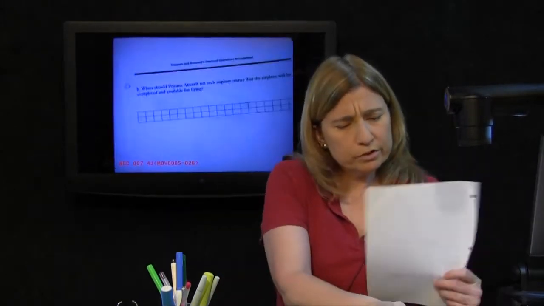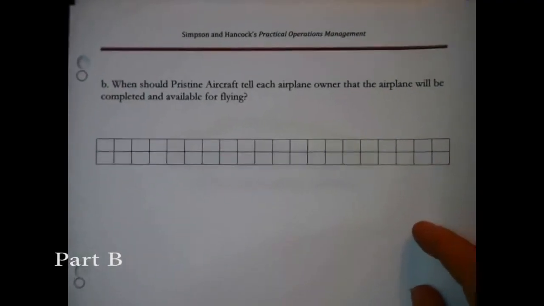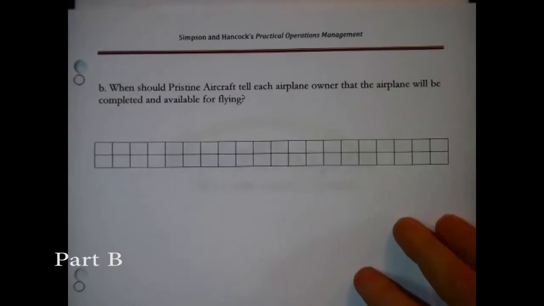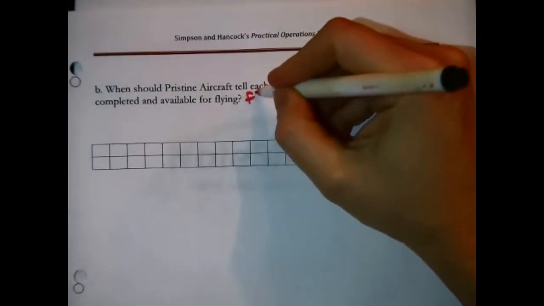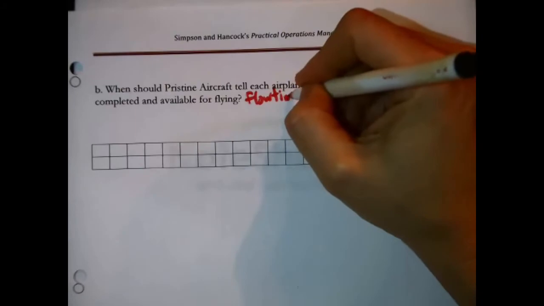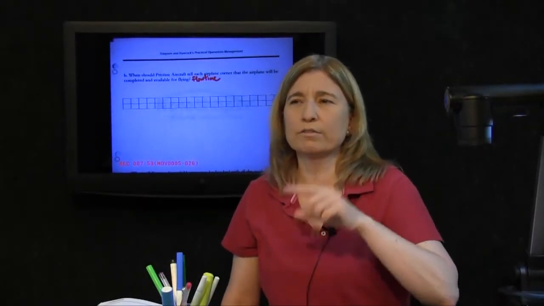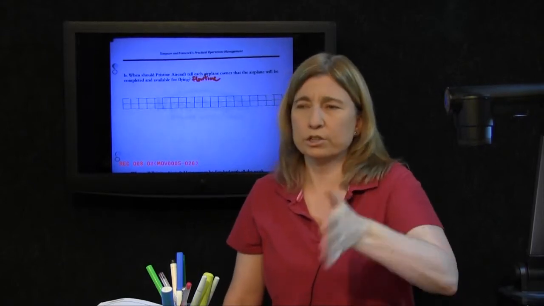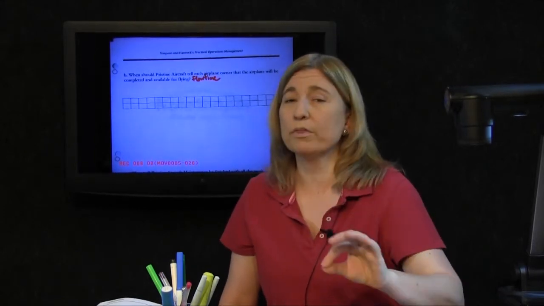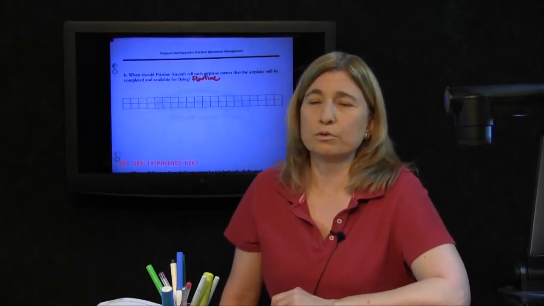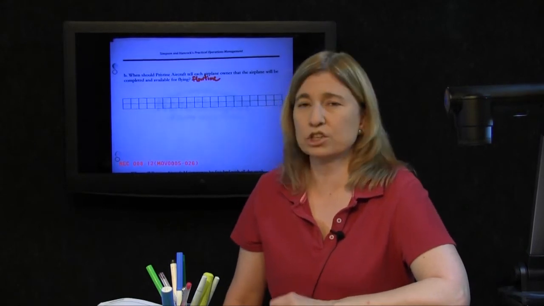When should Pristine Aircraft tell each airplane owner that the airplane will be completed and available for flying? Oh, we need to know the flow time of each aircraft, when each aircraft, here each one is a job, will actually be finished. The best way to answer that is to take our sequence, now we know what the sequence is, and draw a Gantt chart. The Gantt chart will reveal that.